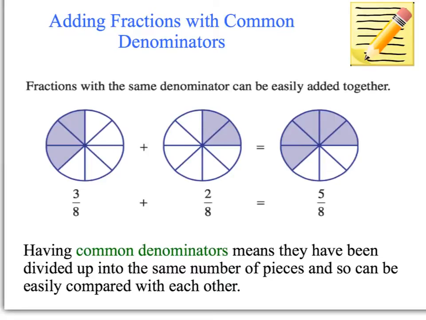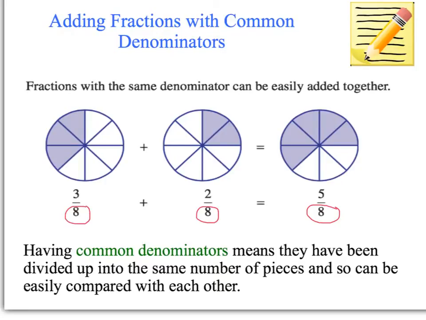So that is called a common denominator. Now when they have common denominators, it's really easy to add the fractions. It means they've been divided up into the same number of pieces, and so we can easily add them together. The main thing you need to remember when adding fractions with common denominators is that you need to keep the denominator here. You do not add the bottom numbers, so do not add the denominators together.